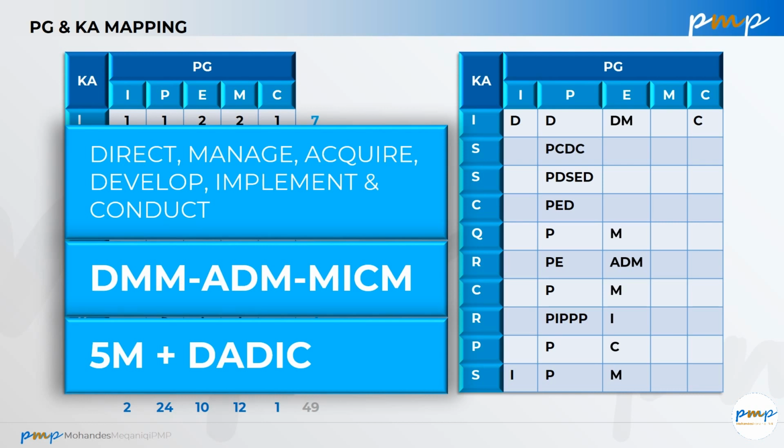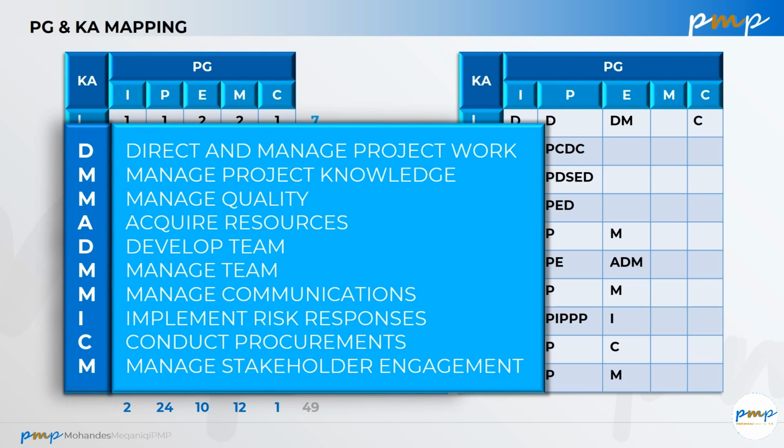Now we have the 10 processes of executing process group as direct and manage project work, manage project knowledge, manage quality, acquire resources, develop team, manage communication, implement risk responses, conduct procurements, and manage stakeholder engagement. Now that we have all our processes in executing, let's move on to the monitoring and controlling process group.